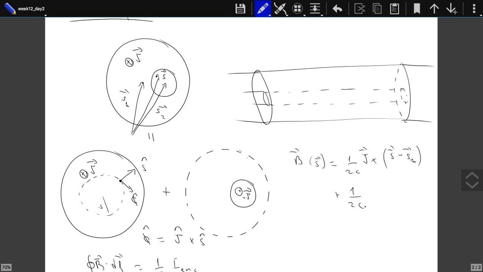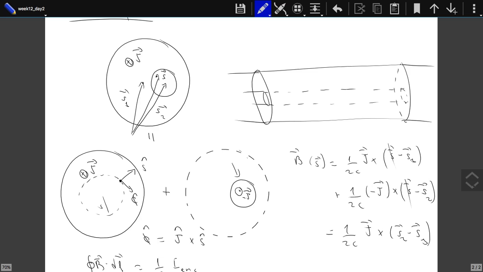Plus 1 over 2c, now for the contribution of this part, the current there is minus J, and the position of that point relative to the center of this cavity is s minus S2. So the s's again will just cancel. This is 1 over 2c J cross S2 minus S1. Again, you see the B field is uniform in this cavity.